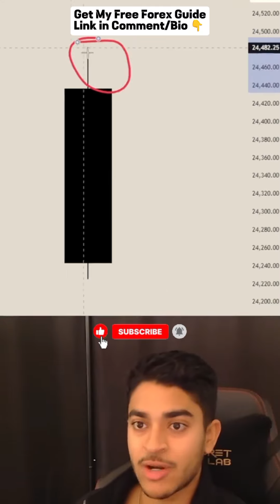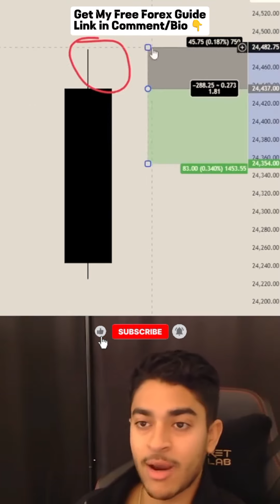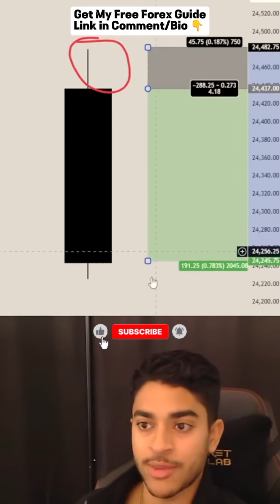The key is to enter after we formed our wick, get in after manipulation has occurred, put our stop somewhere at that manipulation high, and then we target a previous low in the market that corresponds with our distribution cycle.